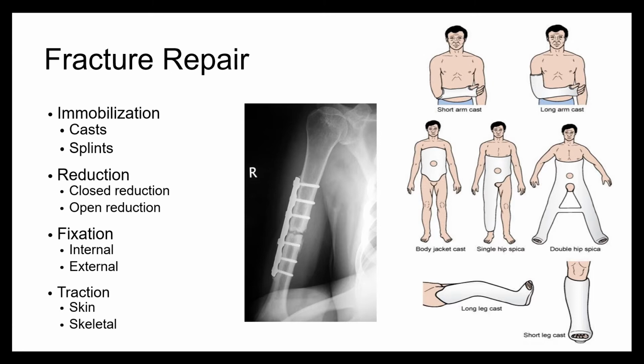When it comes to casts, you have some images there of several different types of casts that could be used to immobilize a broken bone. They can be short or long. We can use casts such as a body cast, a spica cast, and even what we refer to as walking casts. We also have different types of materials that can be used, such as plaster or fiberglass.